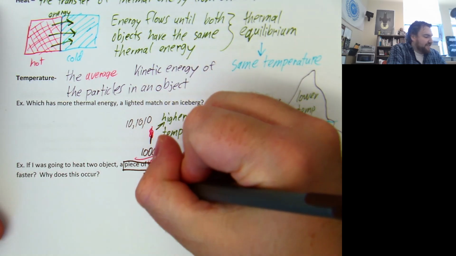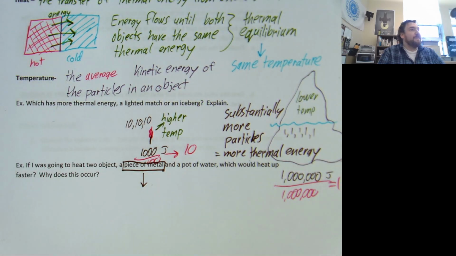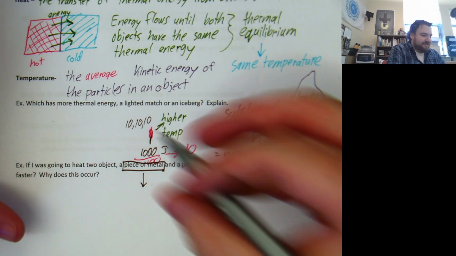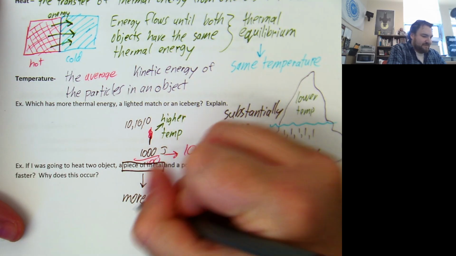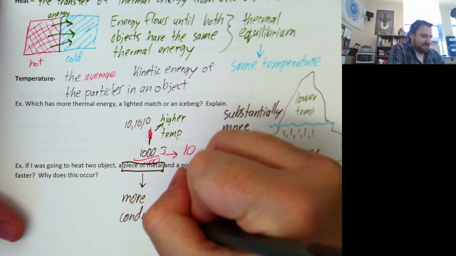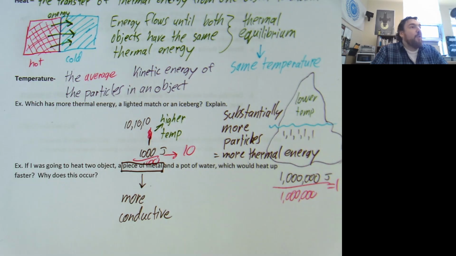We have a concept for that. Conductivity. Metal is more conductive. Therefore, it will heat up faster. Water is less conductive, so it's going to heat up slower. There's another property at work here that I am going to talk about next.